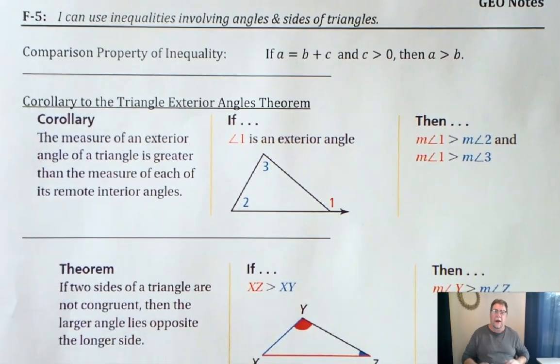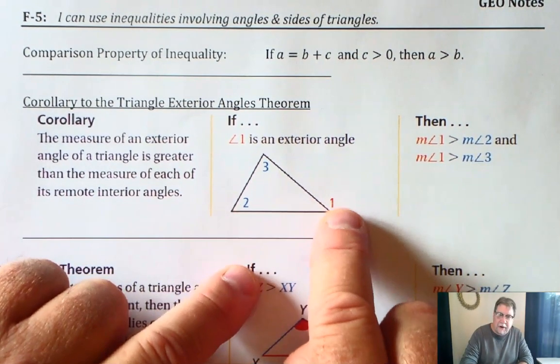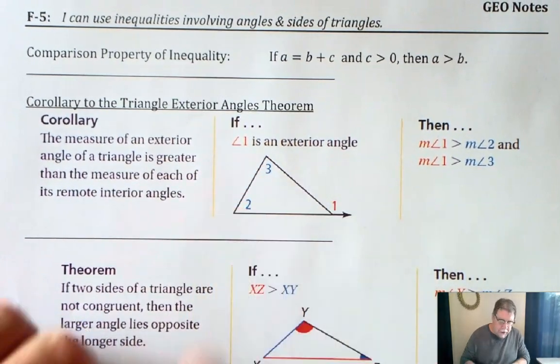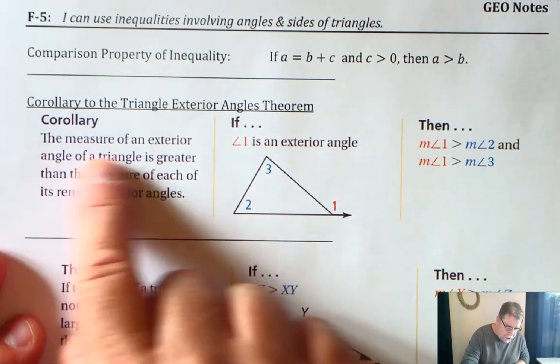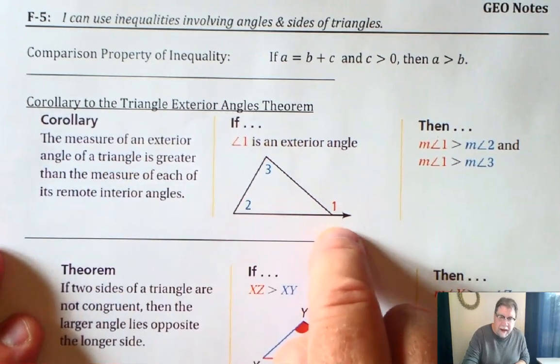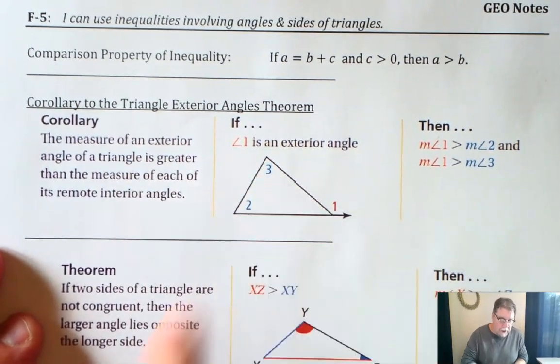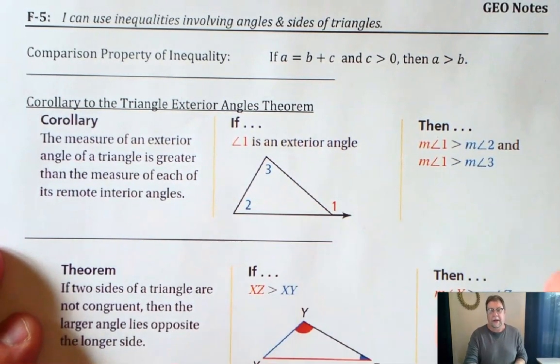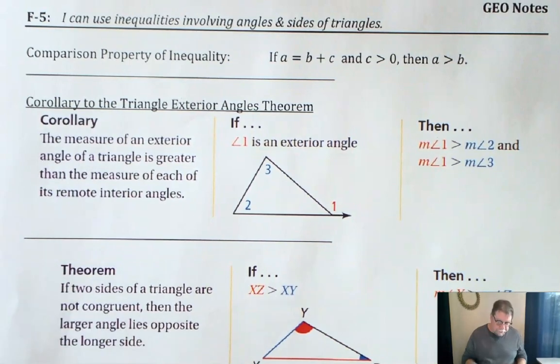We have the triangle exterior angle theorem, which we remember from a while back, which says that the exterior angle is equal to the sum of the two remote interior angles. So therefore, the measure of an exterior angle is greater than either one of the remote interior angles. If you're comparing the three angles, angle 1 has to be the largest angle.